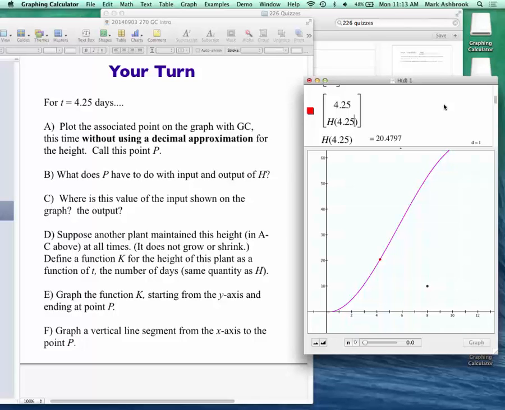So I want to now change our focus here to D through E. We want another plant, say it maintained this height, h of 4.25 at all times. It does not grow or shrink. I want to define a function k for the height of this plant as a function of t, the number of days, the same number of days. So we have the same input quantity, and now we want a function k that gives us the height of this new plant that maintains this height at all times. Can you define that function?